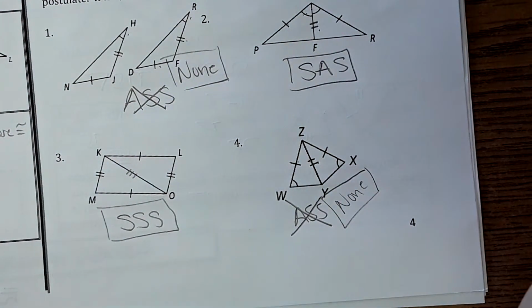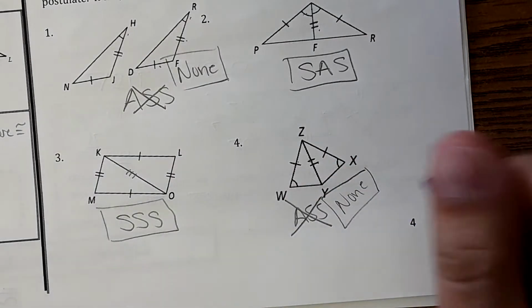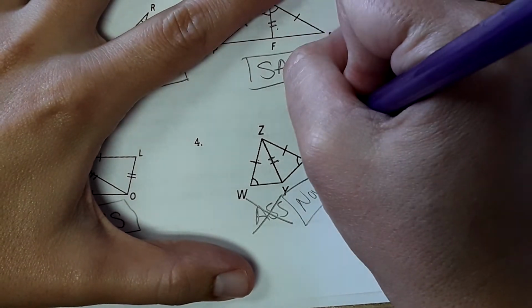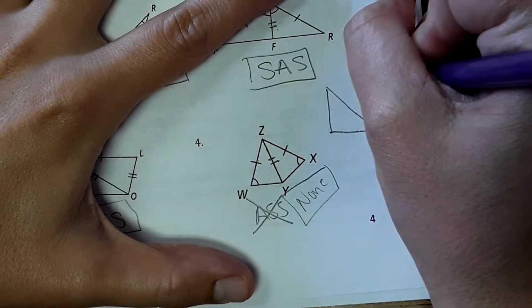But there's one more thing that I do want to go over that doesn't show up in these notes, but it does come up sometimes. There is one situation where ASS will work, and it's in right triangles. So I'm going to draw 2 right triangles.